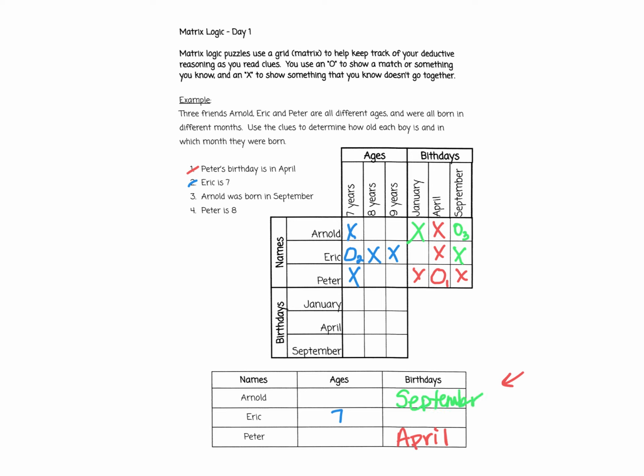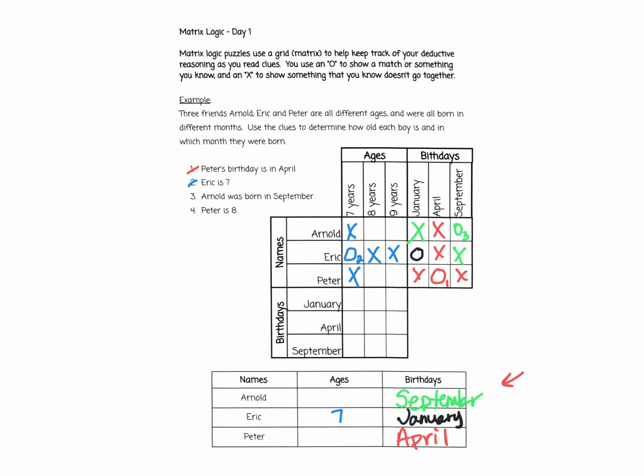Okay, so now something you can see is that, like when we were doing with the Sudoku, in this row here, I only have 1 open box, and I have to have somebody born in January. So I now know that Eric was born in January. So Eric down here is going to be born in January.